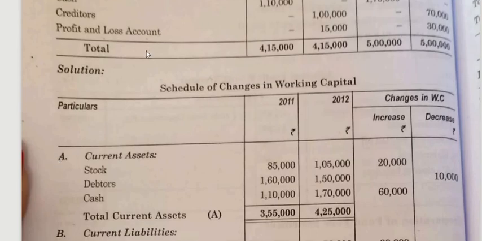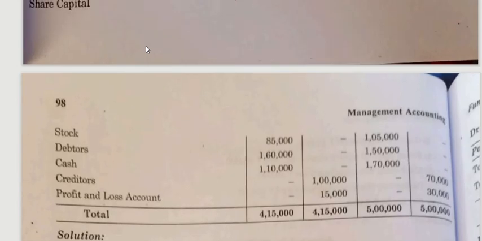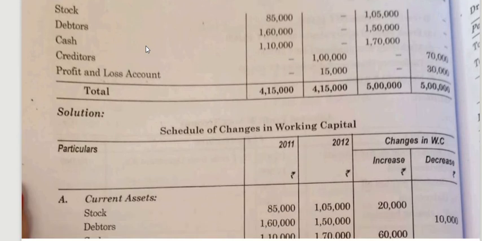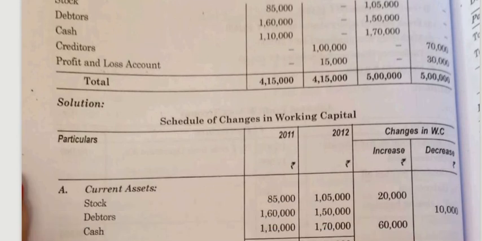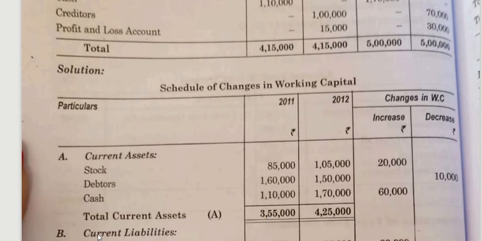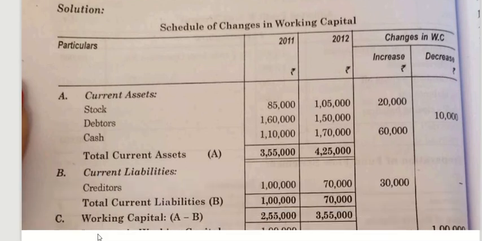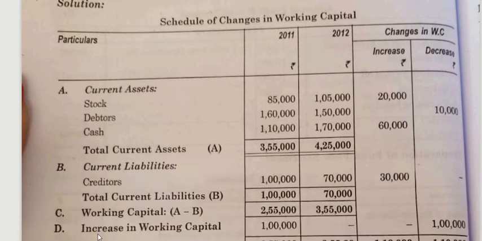So let's start. First let us see what your current assets are. If you see in your question, your current assets are stock, debtors and cash. So you start with stock, debtors and cash. The logic behind preparation of schedule of changes in working capital is, if your current asset increases, your working capital increases. If your current asset decreases, your working capital decreases. And for current liability, it's just the reverse. If your current liability increases, your working capital decreases. And if your current liability decreases, your working capital increases.